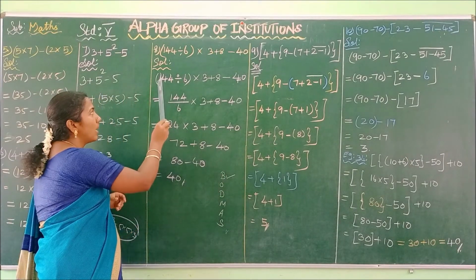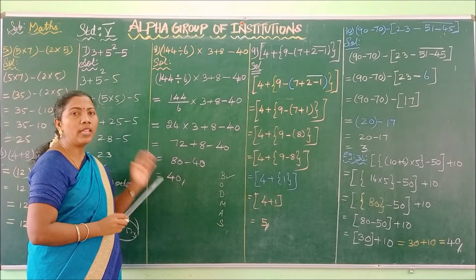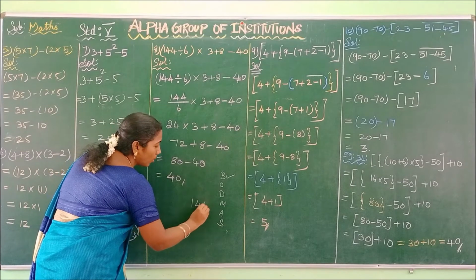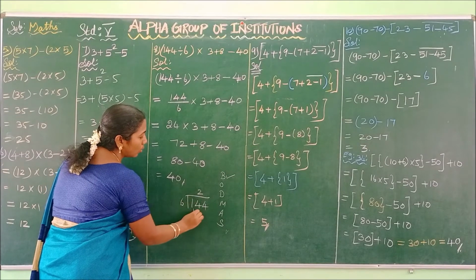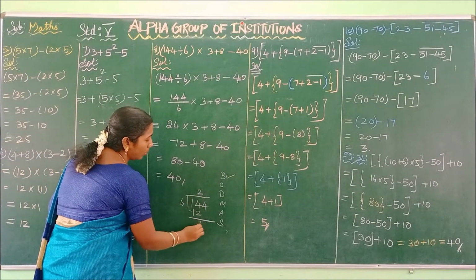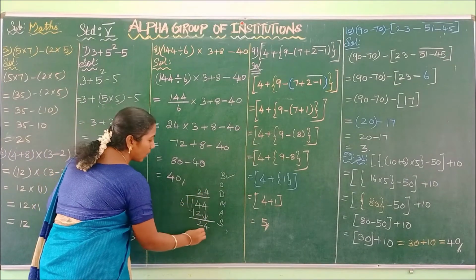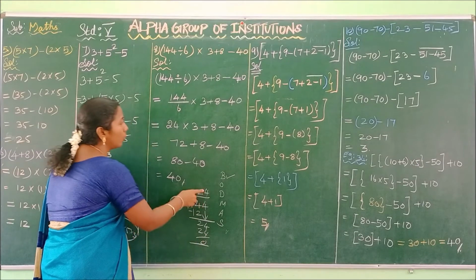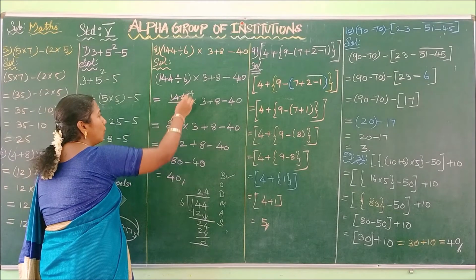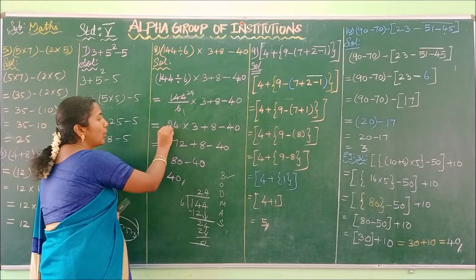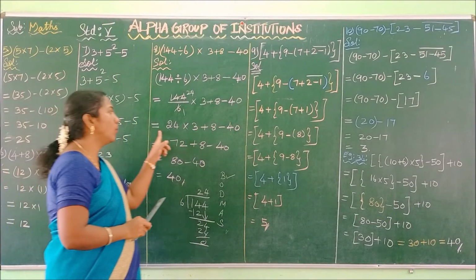Within the bracket you have 144 divided by 6. So you have to divide the 144 by 6. 6, how many times? 2 times. 2 6s are 12. So 14 minus 12, 2. Bring down the 4. How many times 6 in 24? 4 times. So 4 6s are 24. So you have to write the quotient here. 24. So 24 into 3 plus 8 minus 40. It's clear, children. Now we have one expression.